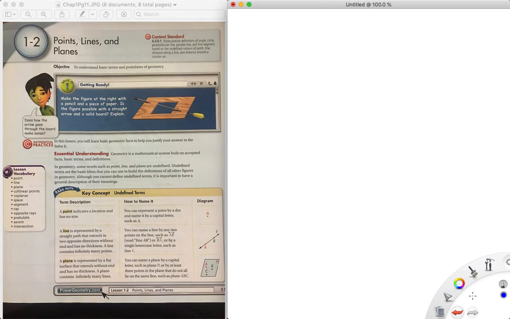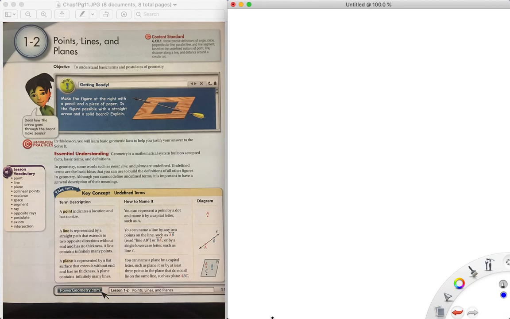Okay, this is Geometry, Chapter 1, Section 2, Points, Lines, and Planes. This section is very definition heavy, not much in terms of calculations or computations, but basic definitions of geometric terms.